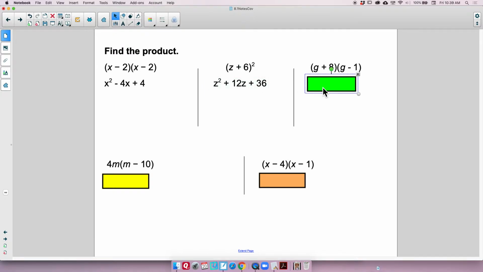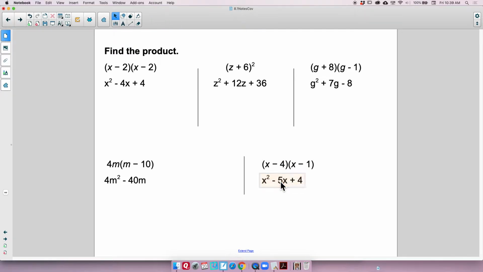This you would just FOIL. Here you would do what? Yep, distribute. And here you would FOIL as well. Okay, so hopefully you got those.